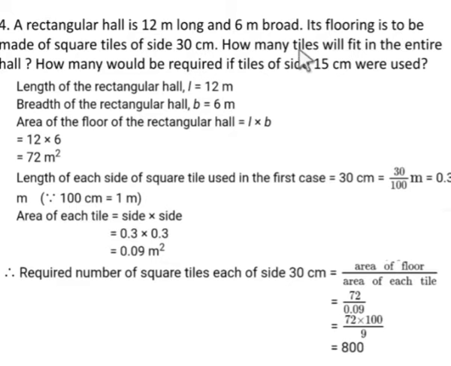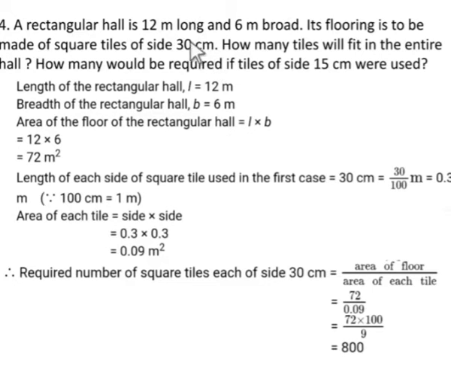You have to find how many tiles will fit in the entire hall if the square tiles are of side 30 centimeter and also of 15 centimeter. So here we have to consider two cases. In first case, we will consider the tiles of 30 centimeter side, and in second case, we will consider the tiles of 15 centimeter side. For that, in order to find the number of tiles, we will divide the area of hall by the area of square tile. In first case, by the side having 30 centimeter. In second case, by the area of tile having side 15 centimeter.